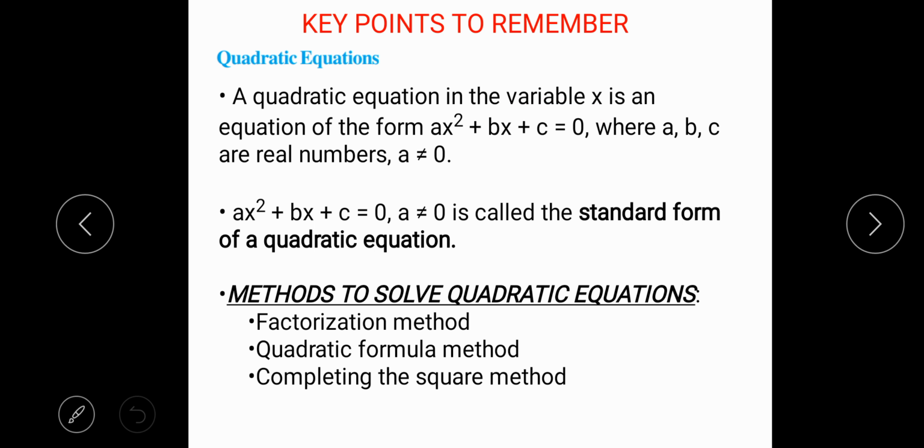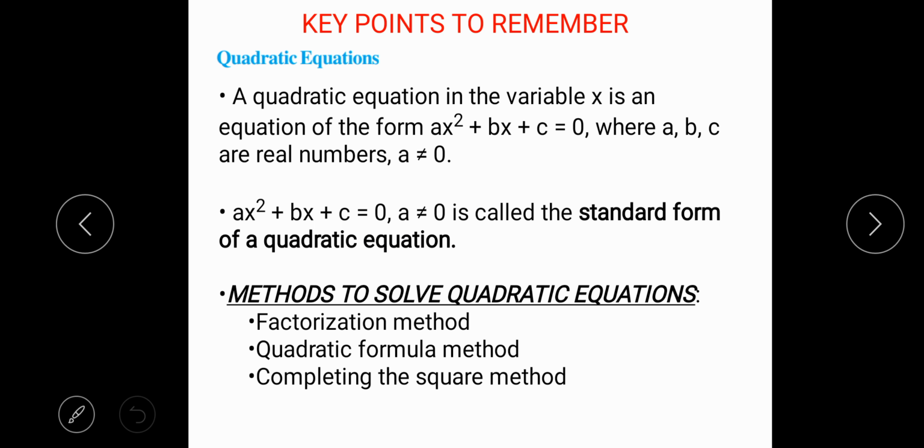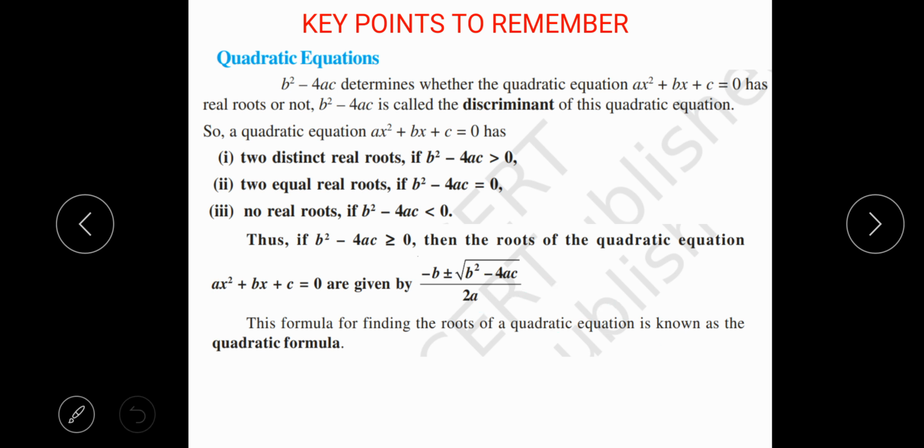That's why we have to write a is never equal to 0. Second point: ax square plus bx plus c is equal to 0, where a is never equal to 0, is called the standard form of a quadratic equation. Now here are some methods by which you can find the solution of a quadratic equation. The first method is the factorization method, second is the quadratic formula method, and third is the completing the square method.